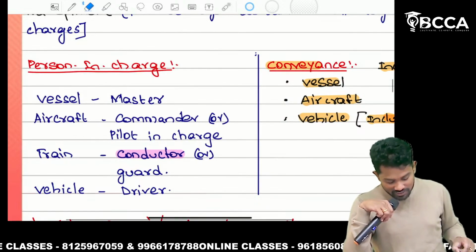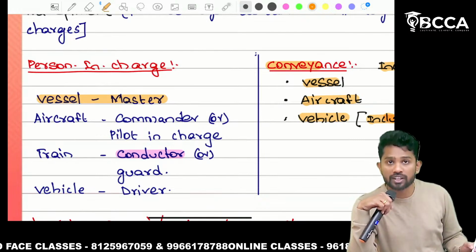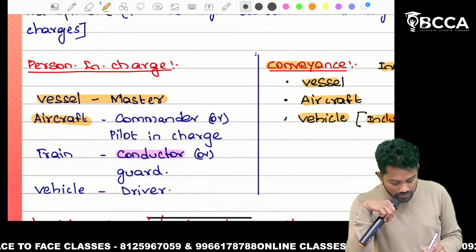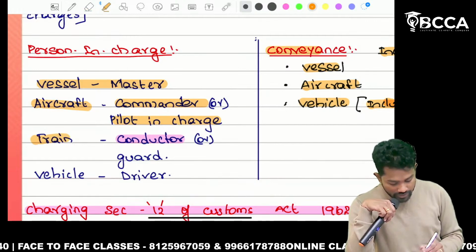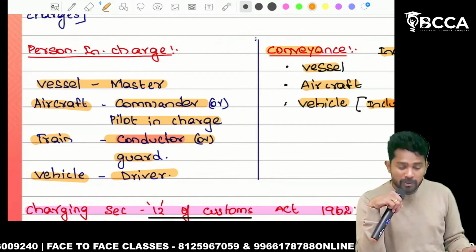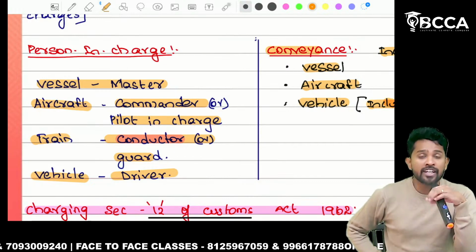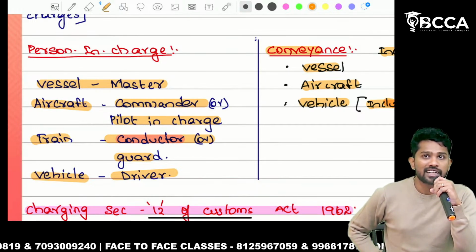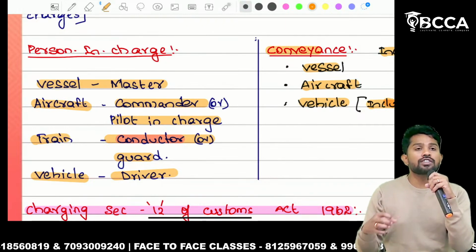Then the person in charge. For a vessel, it is the master of the ship. For an aircraft, the person in charge will be the commander or pilot in charge. For a train, it is the conductor or guard. For any other vehicle, it is the driver. So the person in charge of a vessel is the master of the ship, of an aircraft is the commander or pilot in charge, of a train is the conductor or guard, and for a vehicle it is the driver.